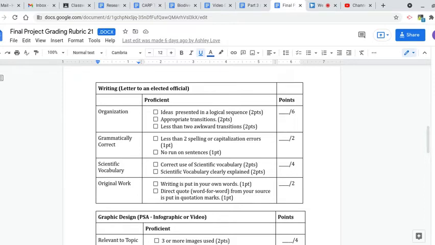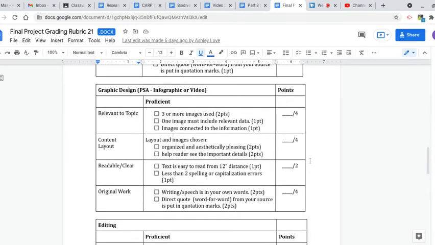For the scientific vocabulary, you need to make sure you have the correct use of the scientific words, and you need to explain them, because you can't just expect an elected official to know what all these scientific words mean. Your writing needs to be put in your own words. You need to minimize the amount of quotes. They don't want to just read a bunch of quotes from an article that they could go read themselves. You should minimize the amount of quotes, but if you do quote from your source, it needs to be put in quotation marks. So this is the addition for the letter writing.